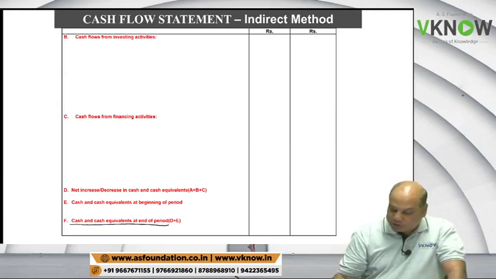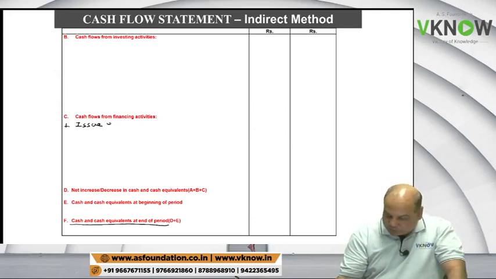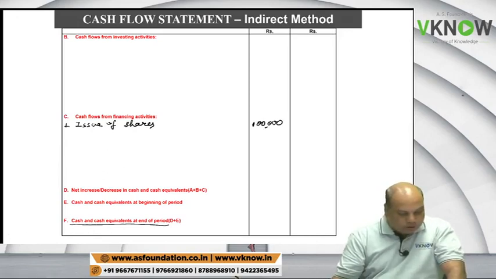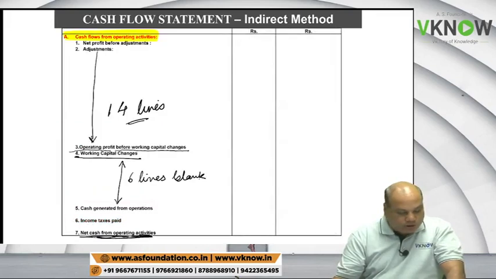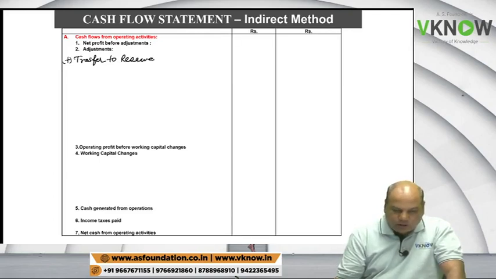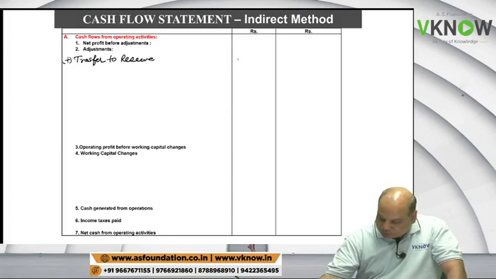So issue of shares, financing activity, point number 1, issue of shares in the first column, 1 lakh. Reserve, from 80 it has become 1 lakh. So you will write in adjustment, point number 2, add transfer to reserve. First column 20,000.